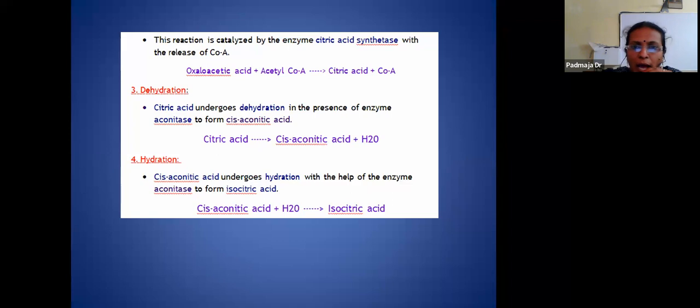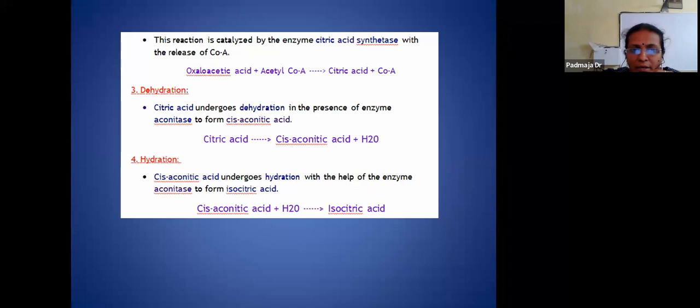4-carbon compound, and the CoA is coming, and as a result, this is converted into citric acid. And the next step is the dehydration. Now the citric acid undergoes dehydration in the presence of the enzyme aconitase to form cis-aconitic acid. This citric acid, in the presence of an enzyme, is converted to cis-aconitic acid, releasing the water. So it is called the dehydration step.